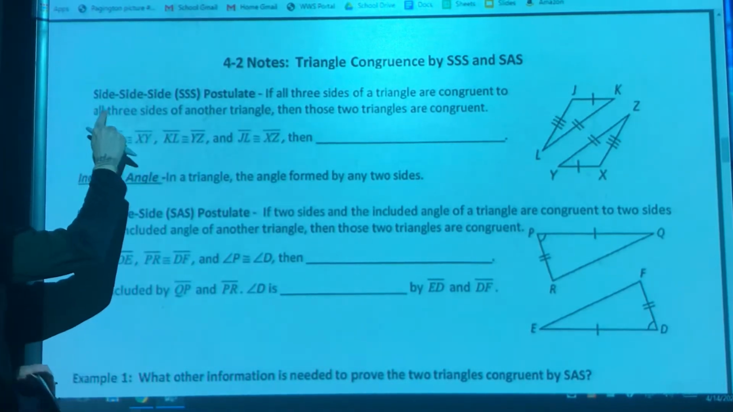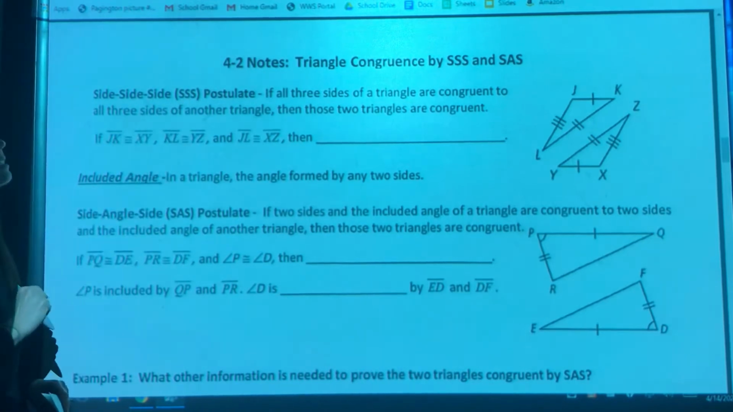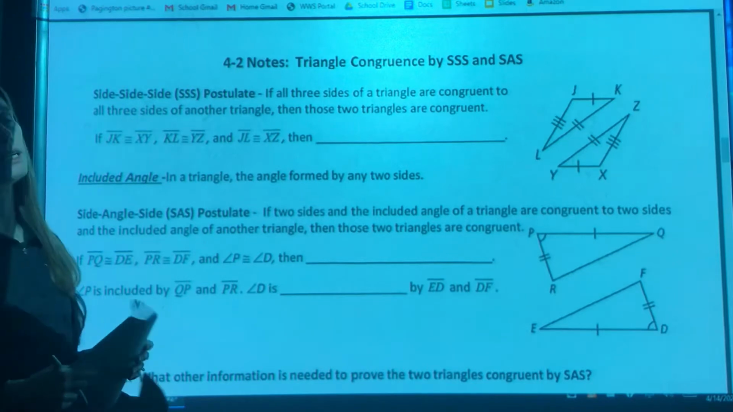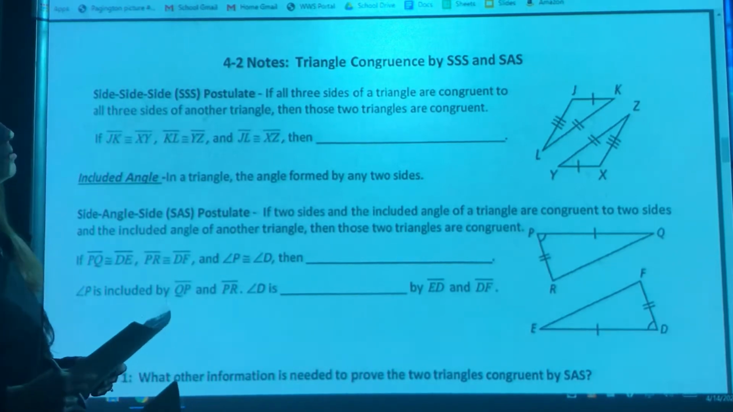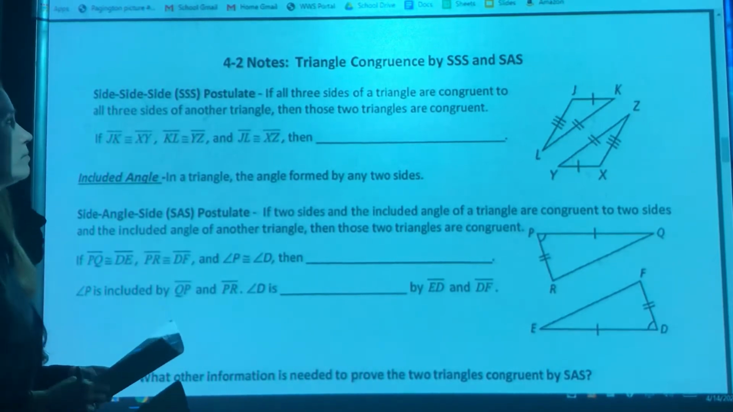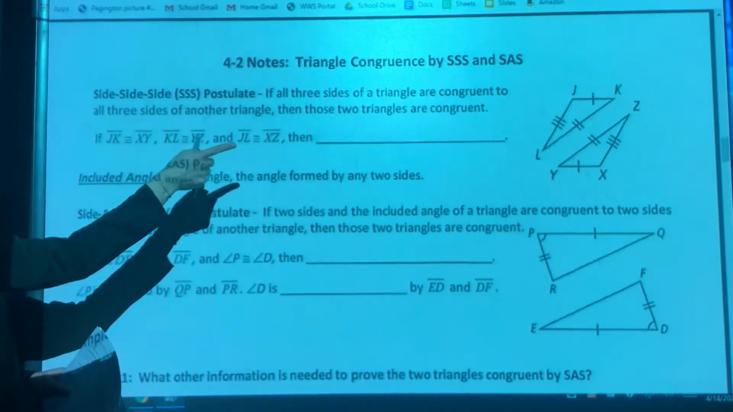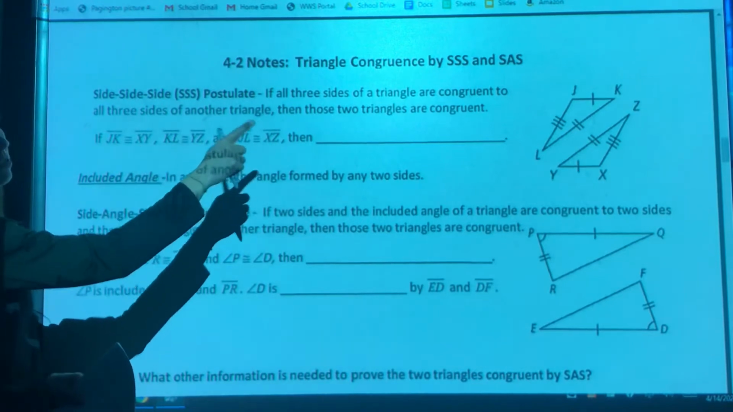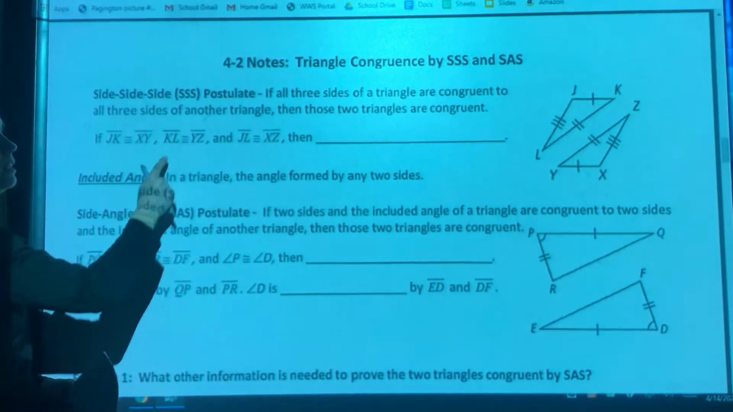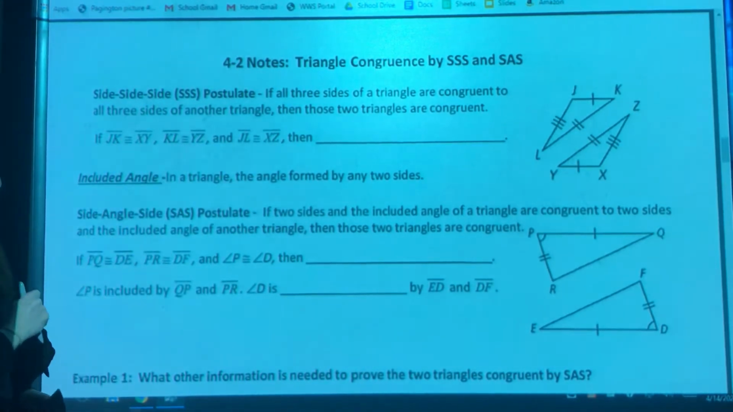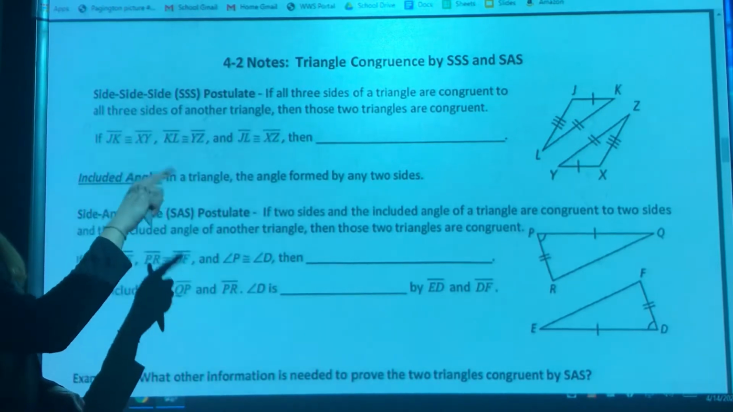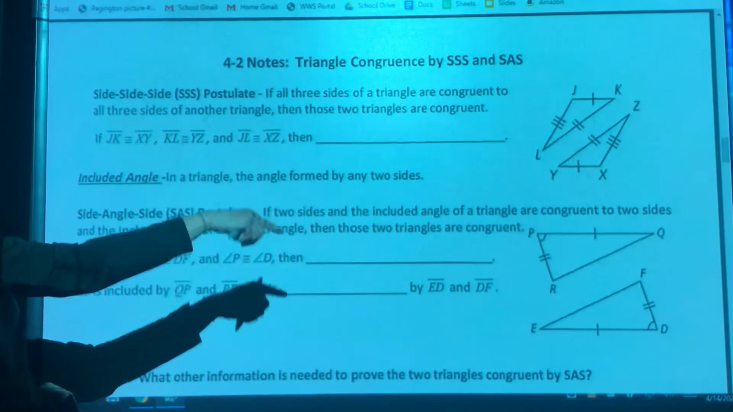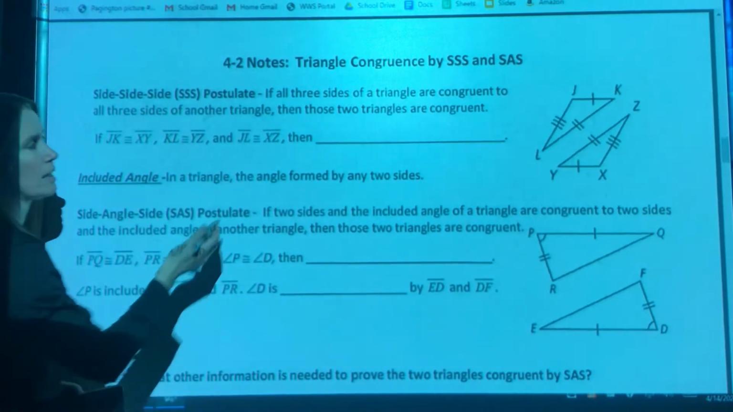Okay, so side, side, side, which we abbreviate with SSS, says that if all 3 sides of a triangle are congruent to all 3 sides of another triangle, then those 2 triangles are congruent to each other. So what is shown here, and there's information marked on the picture, is that JK is congruent to XY, and you can see those are marked congruent with 1 mark. KL is congruent to YZ, marked with 2 marks and 2 marks. And JL is congruent to XZ, 3 marks and 3 marks. Then the 2 triangles must be congruent.